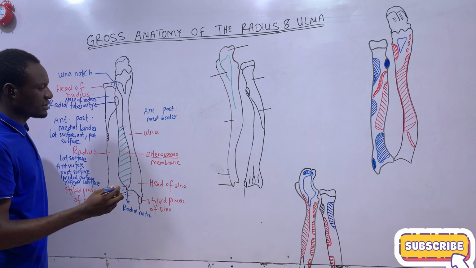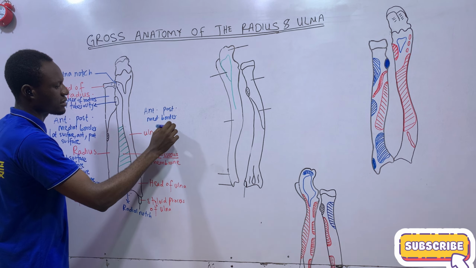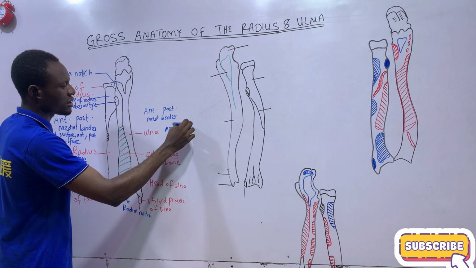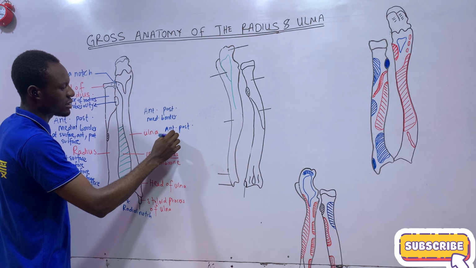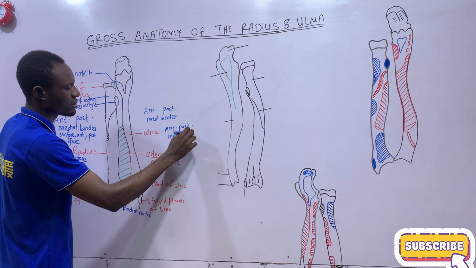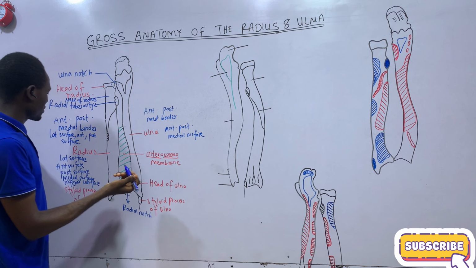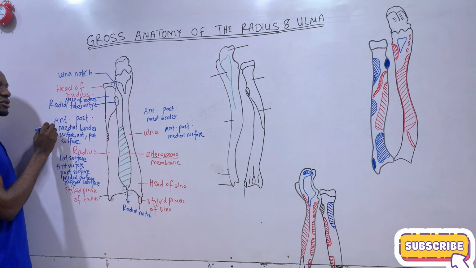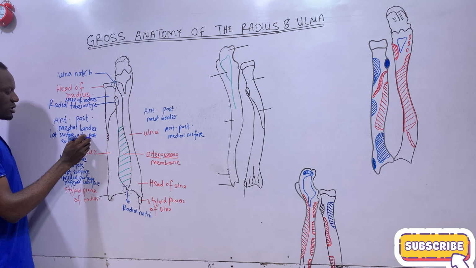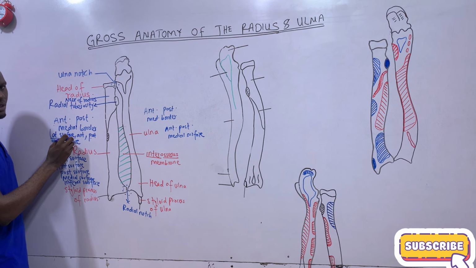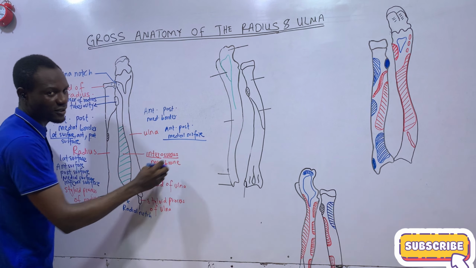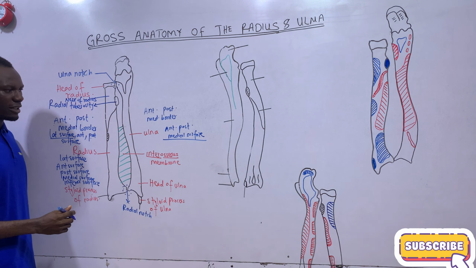And three surfaces: anterior surface, posterior surface, and the medial surface. So the radius has anterior surface, posterior surface, and the lateral surface, while here you have a medial surface. It's important to take note of that.